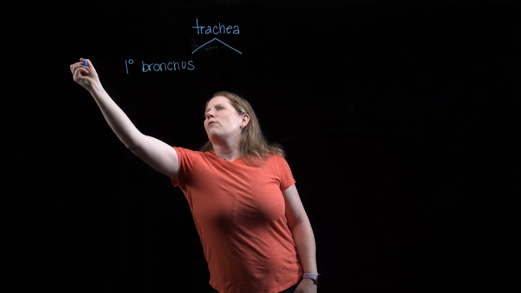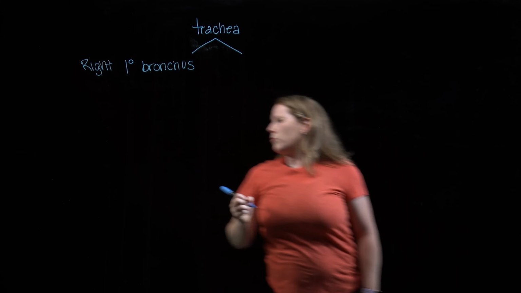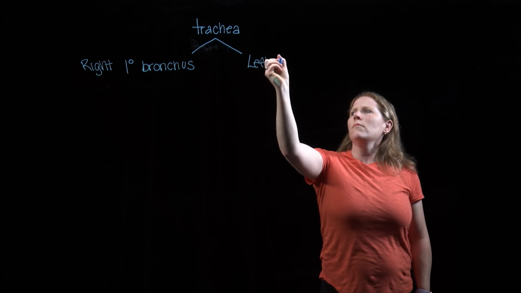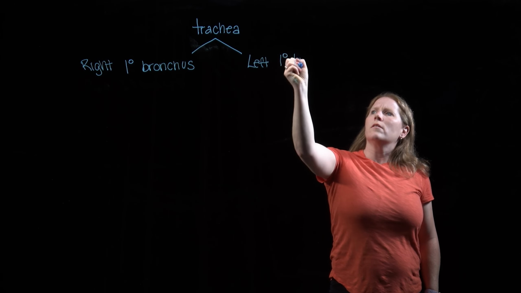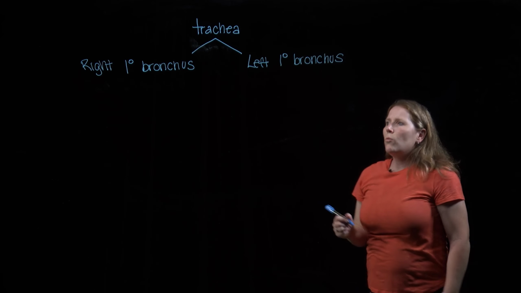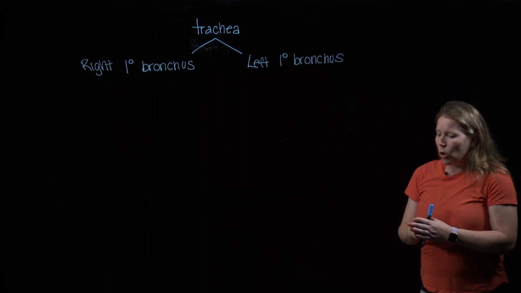So this will actually be our right primary bronchus, and over here, our left primary bronchus. One of those is going to each of the lungs. Now, we know the lungs get subdivided into lobes.